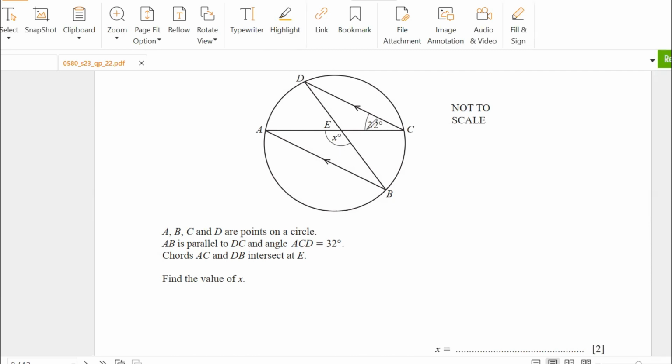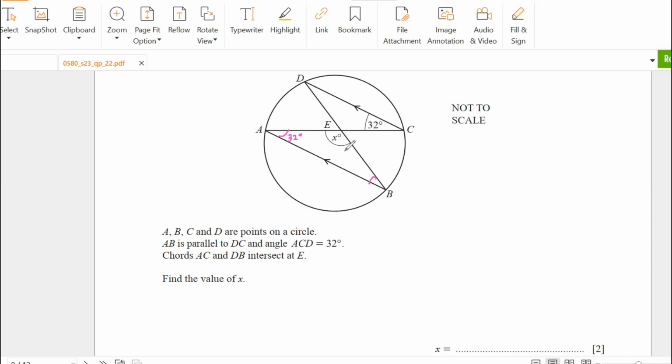One thing is understood: AC is a transversal, okay? If AC is a transversal, then this one is also 32 degrees. And what about this angle? A, B, C, D are points on the circle, and AB is parallel to DC. Because of that, this one is also 32. AC and DB intersect at E. Find the value of x.